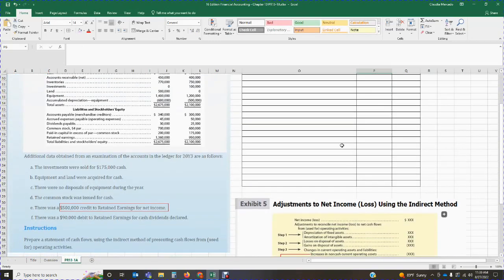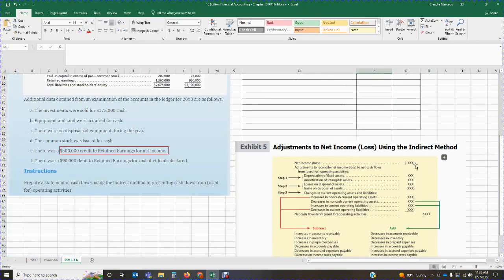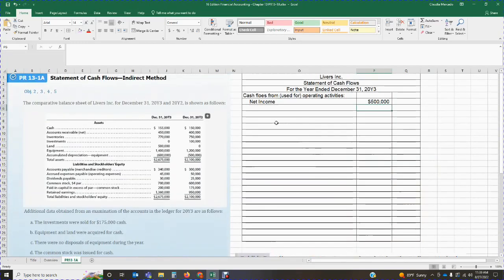That is the first thing we're going to bring in, guys, our net income. Then we're going to have our adjustments to reconcile net income to net cash flows from or used for operating activities. So now we're going to have our adjustments.